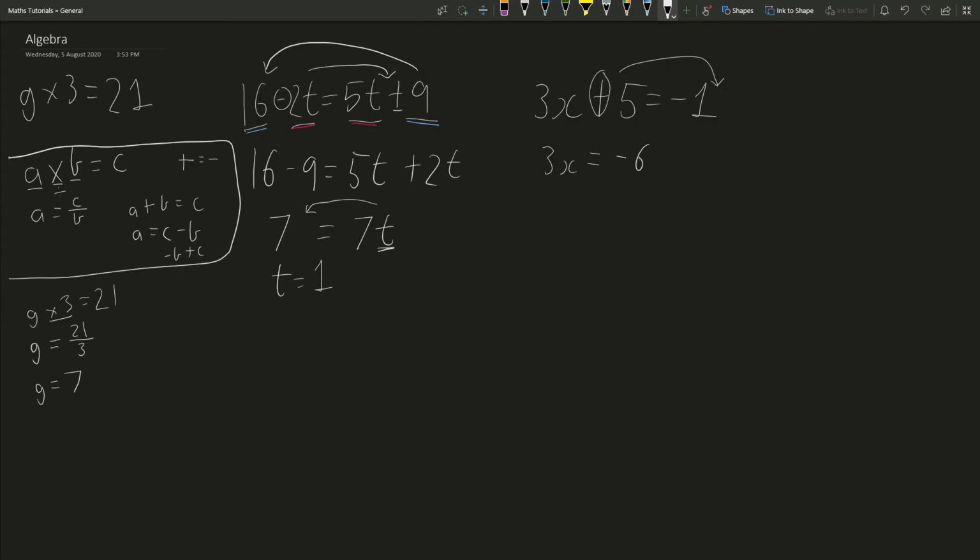We then divide, so we have a multiplication here. We then divide both of these sides by 3. The same rule that we were using before, a times b equals c, when you move a multiplication to the other side, it becomes division, and vice versa. So we have x equals negative 6 divided by 3. Negative 6 divided by 3 is negative 2.